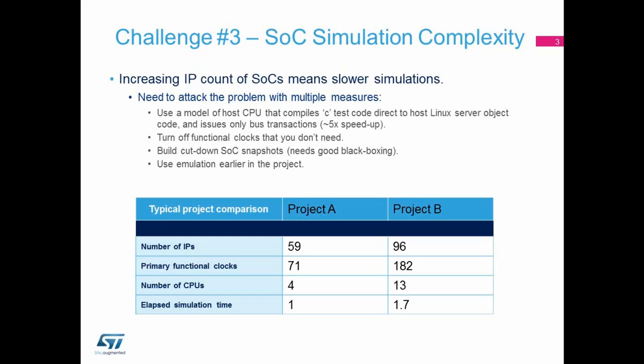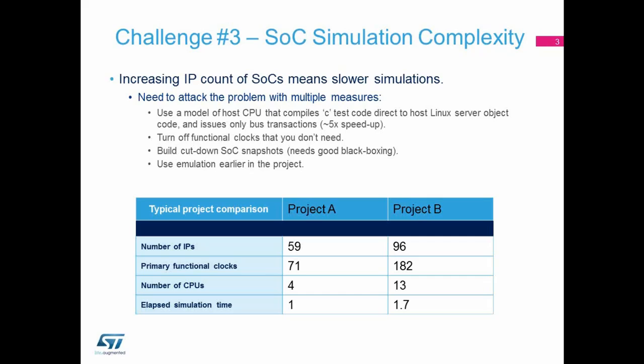There's a couple of examples here of some recent projects, 2 different sizes, but the first project had 59 IPs, 71 functional clocks, and only 4 CPUs. Second project was pretty much double the size in terms of IPs, and in functional clocks, 13 CPUs. Same test on both of those projects, 1.7 times slower on that second larger project. So what we're really seeing is that the scalability of our simulations is going to hit your regression time, and you have to start being clever.